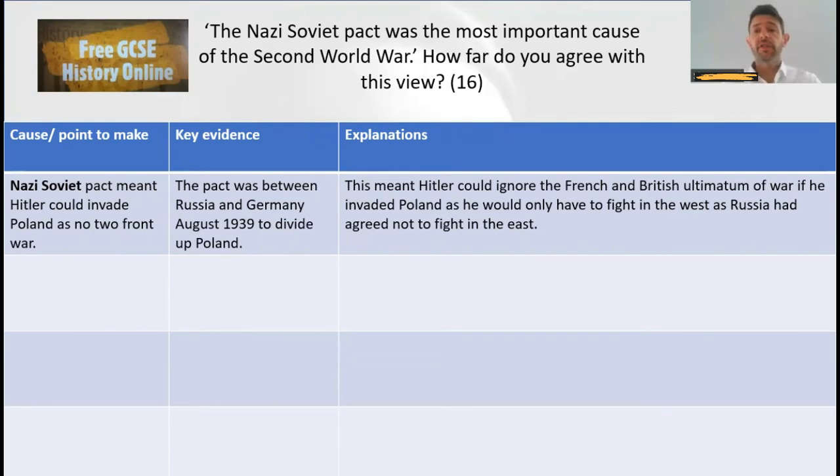So obviously this caused war, because now Hitler could ignore the French and British ultimatum on invading Poland, and he could fight just in the West against France and Britain and not against Russia. So he's made his war easier. It's more manageable. He can go to war. So that's quite a very short-term sort of spark cause. There's got to be other causes that are possibly more important than that.